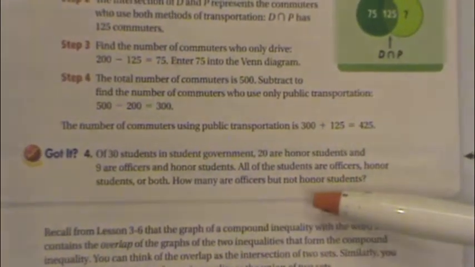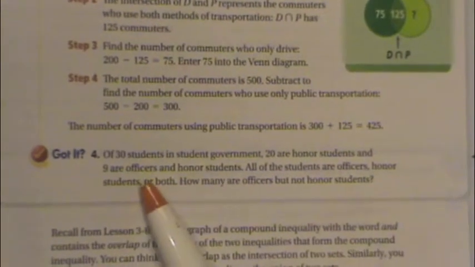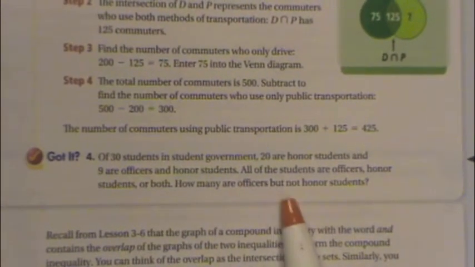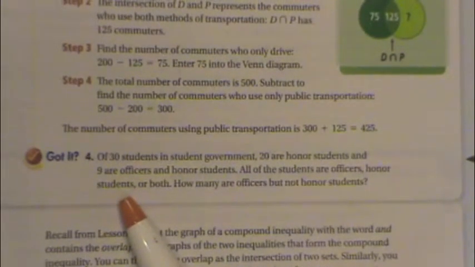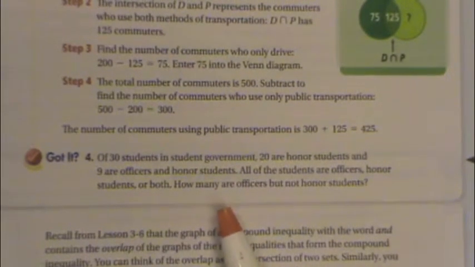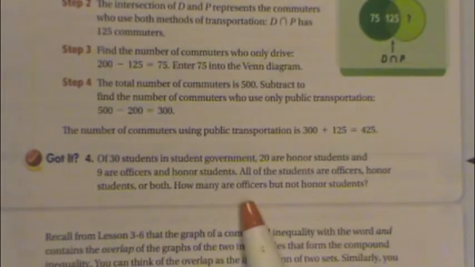Similarly, I want you to try and set up got it, number 4. You're going to draw me a Venn diagram. 30 students total. 20 are honor students, 9 are both officers and honor students. How many are officers but not honor students? You go ahead, draw your Venn diagram, come back and find me when you've got it figured out.